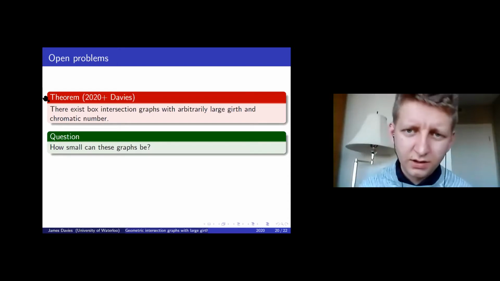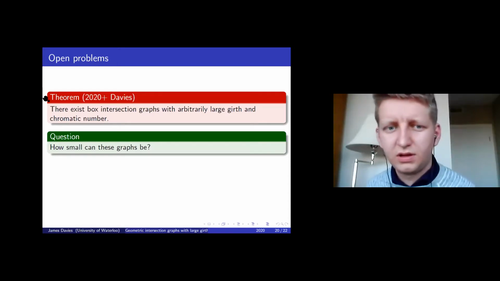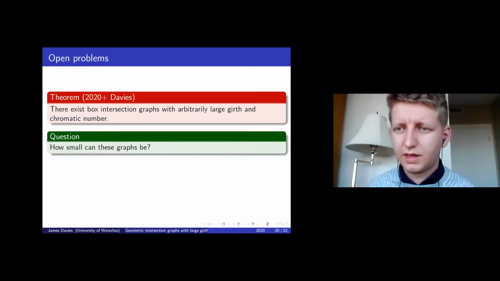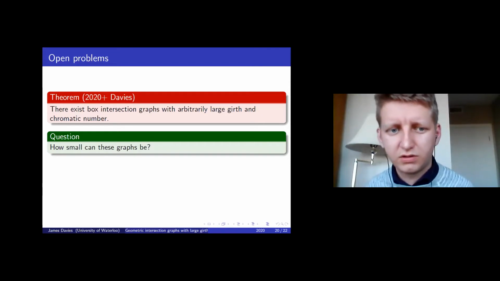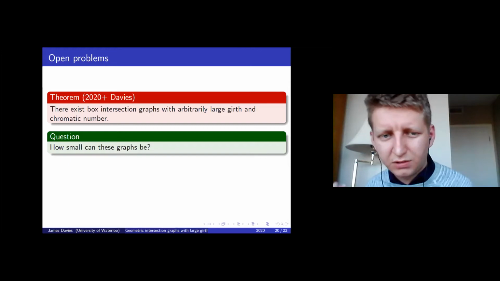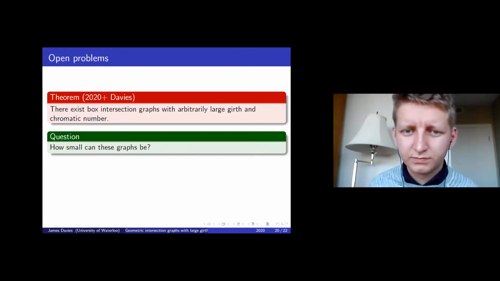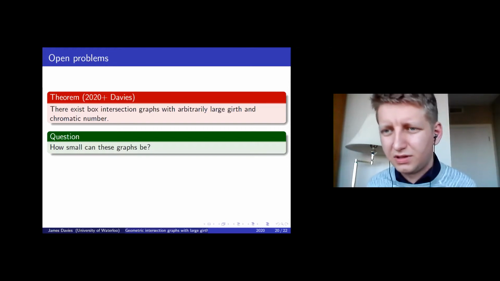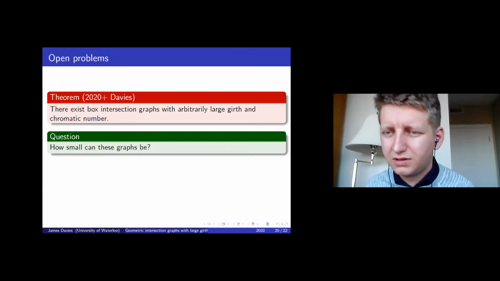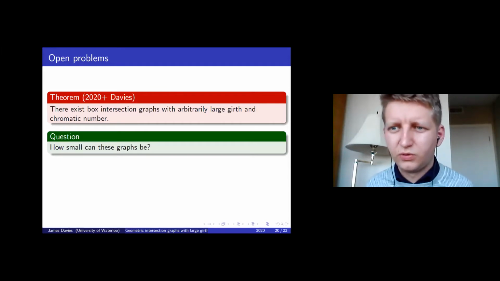Okay, so before I end, I thought I'd mention a couple of problems, and we'll just focus on these box intersection graphs for now. One natural question is, how small can they be? We're repeatedly using this sparse Galois theorem or sparse van der Waerden theorem, and already the bounds on van der Waerden's theorem are necessarily pretty big. And we're doing this at each step to increase the chromatic number by 1.